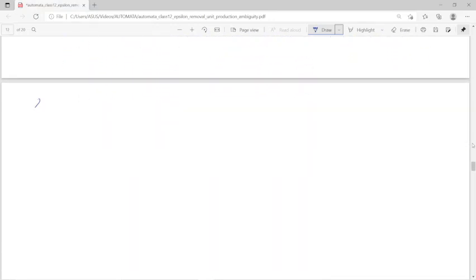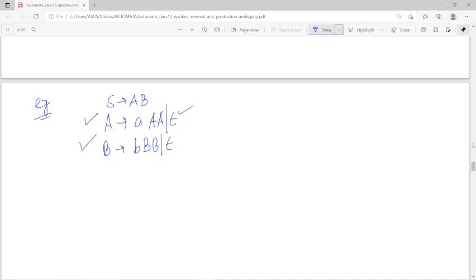Let's say I am taking an example. If you have some problem with the example, tell me. A will produce AAA and epsilon, and B will produce B, BB, epsilon. So first we have to find the nullable variables. That means from A we can generate epsilon, from B we can generate epsilon, and if A and B both generate epsilon, then S can also generate epsilon.